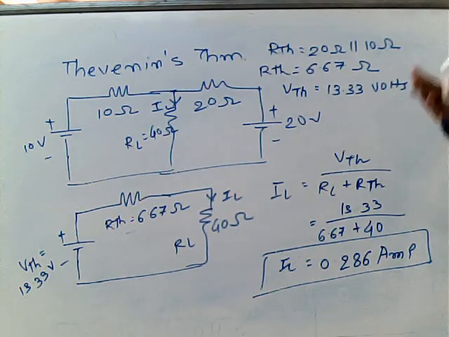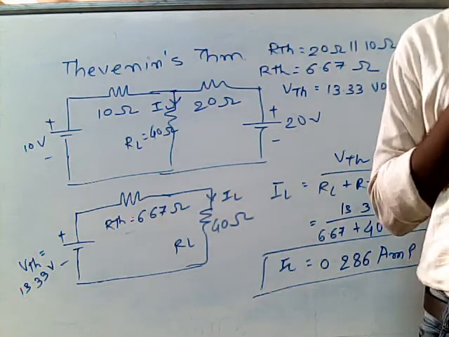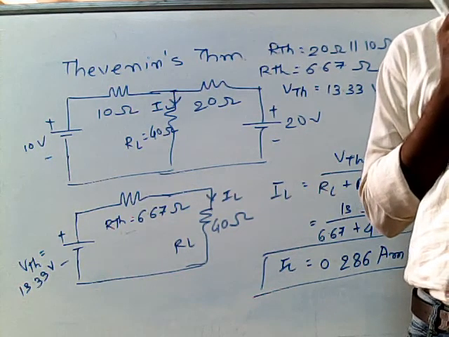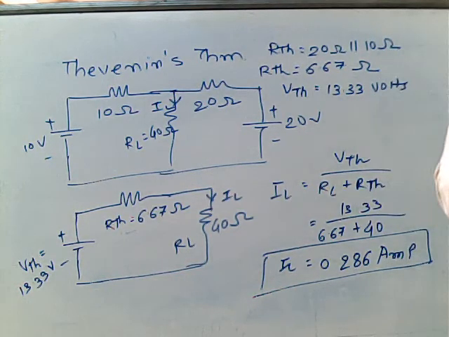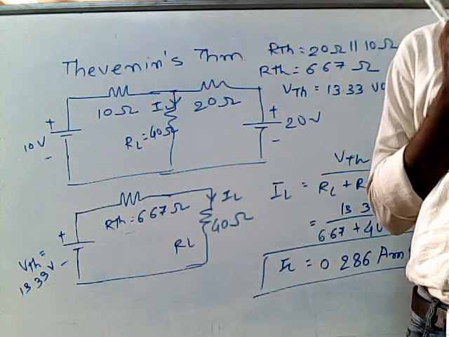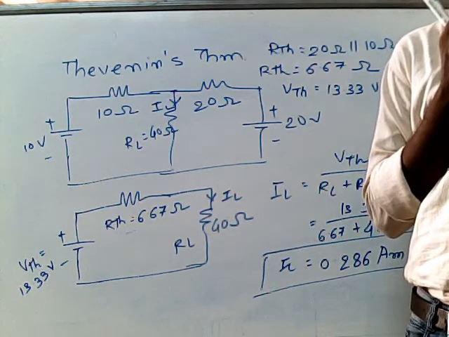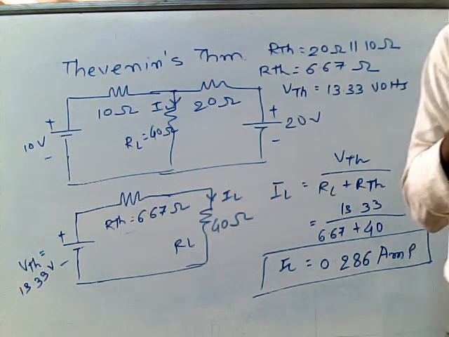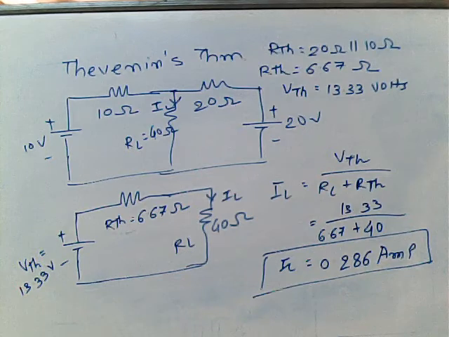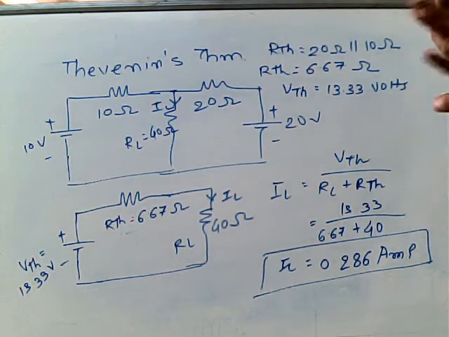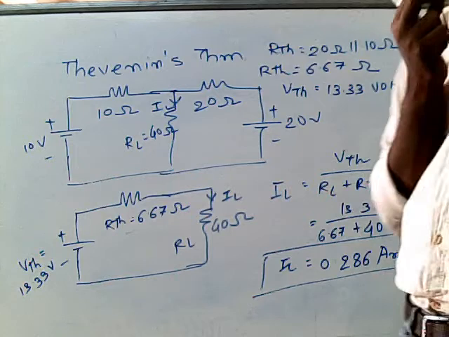Simply, the steps are these. First of all, we have to remove the RL, the resistance through which we want to find the current, or across which we want to find the voltage. We replace that, so there will be an open circuit, and we find the open circuit voltage with the voltage sources in the circuit. That open circuit voltage is known as the Thevenin's voltage. That is the first step.